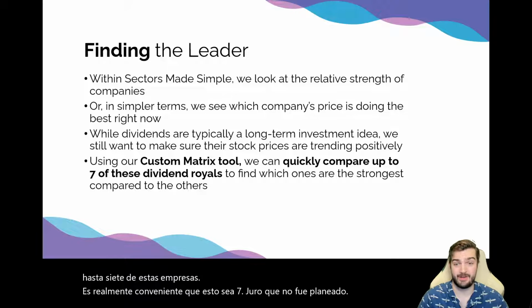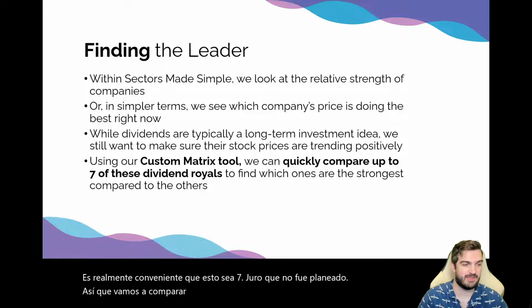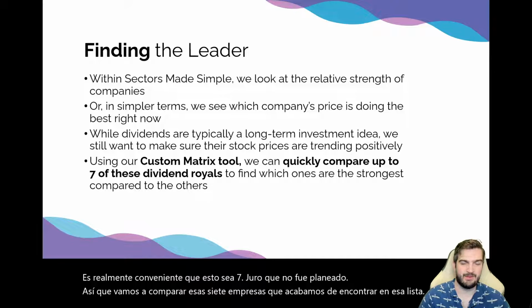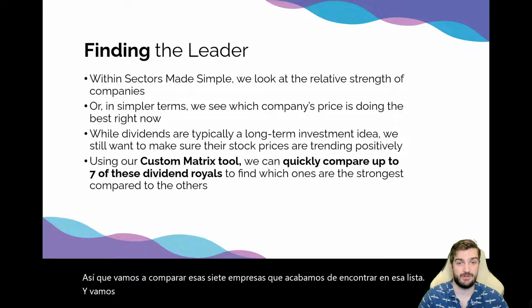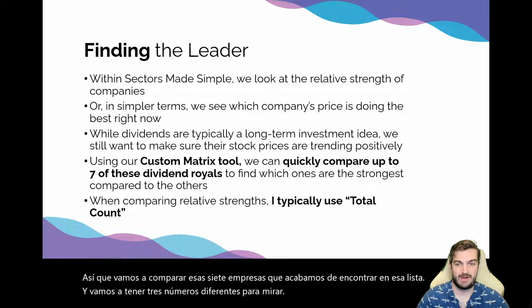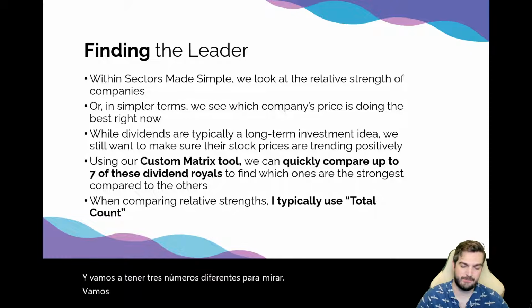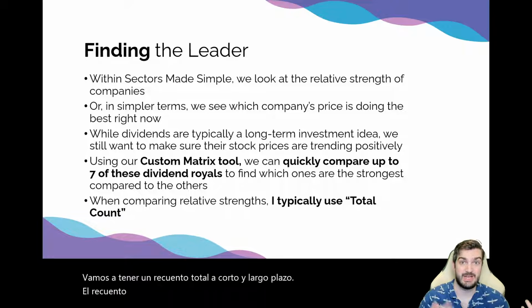So we're going to compare those 7 companies we just found on that list. And we're going to have 3 different numbers to look at: total count, short term, and long term. Total count is the combination of short and long term strength. That's just going to be the easiest one for us to use.